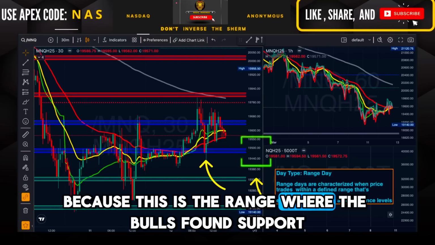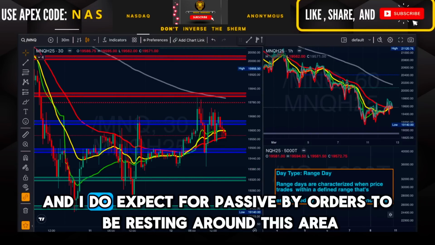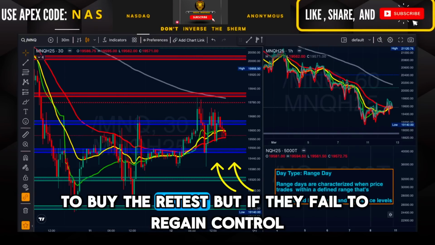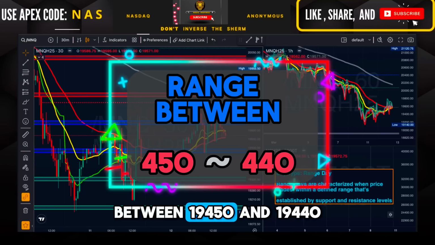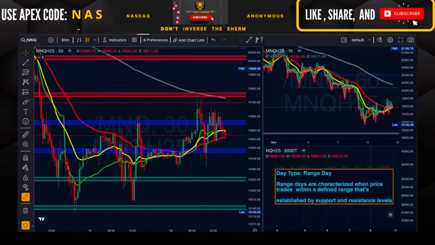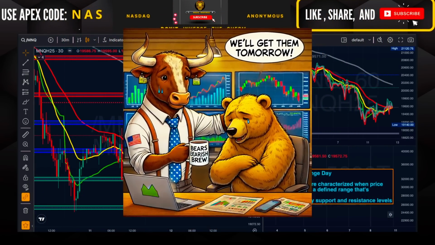Because this is the range where the bulls found support going into the close of yesterday's session. And I do expect for passive buy orders to be resting around this area to buy the retest. But if they fail to regain control, then I'll be watching the reaction when price trades within a range between 450 and 440.